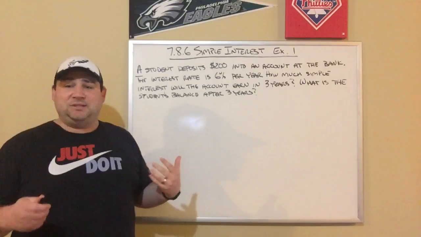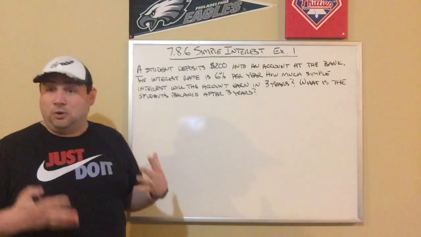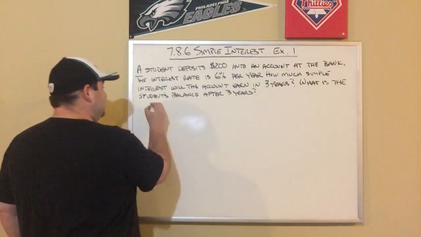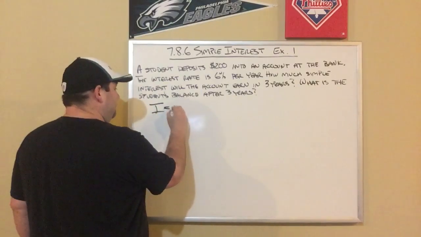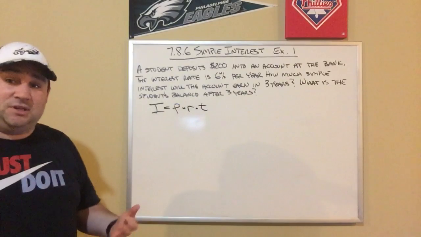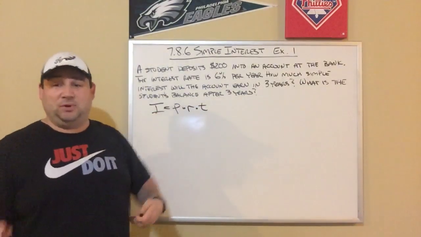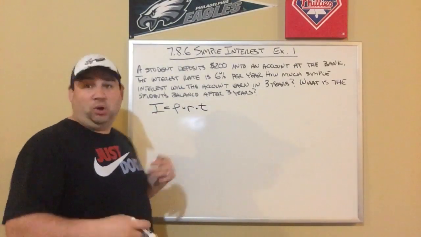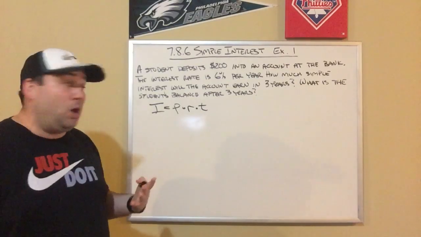So to calculate interest, we've got a formula. That formula is on your notes right there in front of you. It is I equals P times R times T. I stands for interest. P stands for principal. That's the amount of money you're putting into the account, or maybe the amount of money you're borrowing.